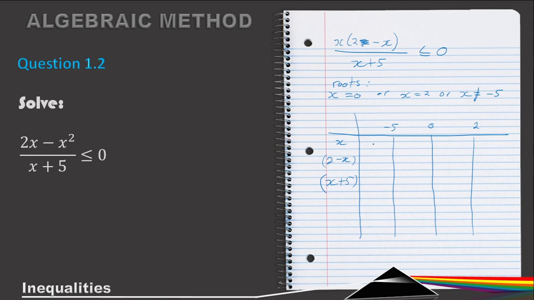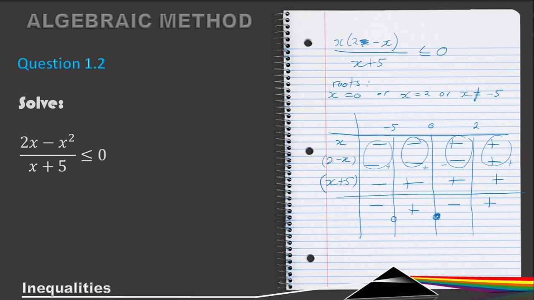Right, x starts negative, negative, or at 0 it's 0, and then positive, positive. 2 minus x: negative, negative, negative, positive. X plus 5: negative, positive, positive, positive. Okay, multiply the signs. This becomes a plus, and plus and a minus is a minus, and this becomes a plus, plus and a plus is a plus. This becomes a minus, minus and plus is a minus, and that becomes a plus, then plus and plus is plus. Alright, less than or equal to, so meaning our roots are included except for the negative 5 one.